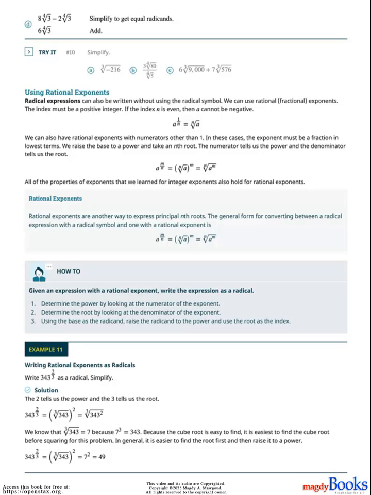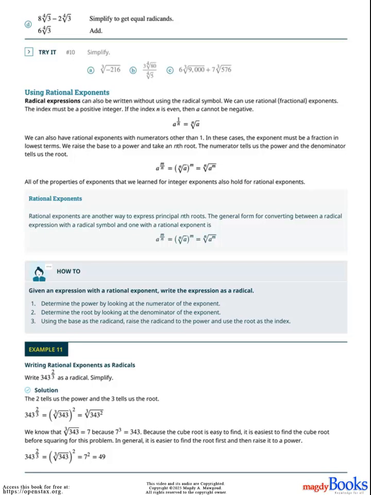How to? Given an expression with a rational exponent, write the expression as a radical. 1. Determine the power by looking at the numerator of the exponent. 2. Determine the root by looking at the denominator of the exponent. 3. Using the base as the radicand, raise the radicand to the power and use the root as the index.